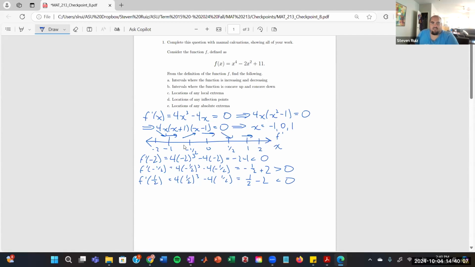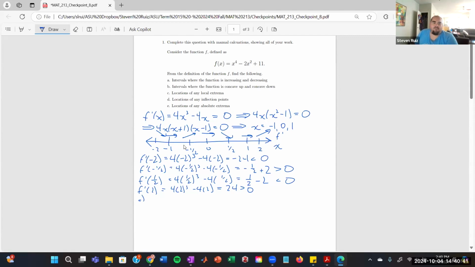I suspect strongly that if I plug in 2, I will get an increase, but let's make sure. F prime of 2 is equal to 4 times 2 cubed minus 4 times 2. That'll be 32 minus 8, which is 24. So this looks like you may have suspected: all my critical points are some kind of extrema. So really, I can answer part A now.